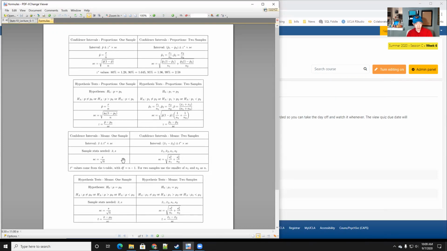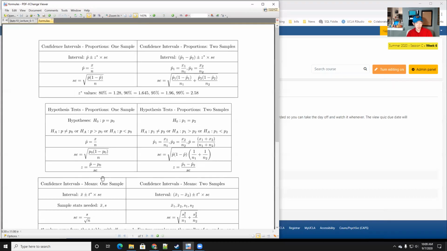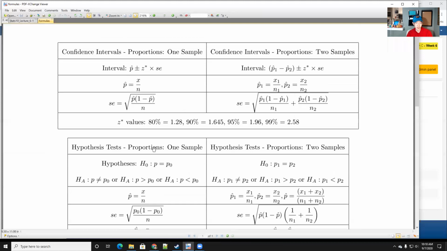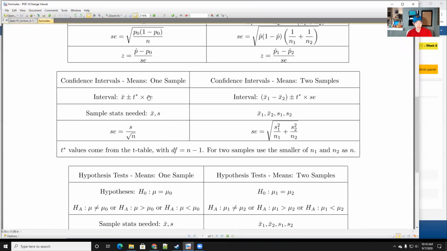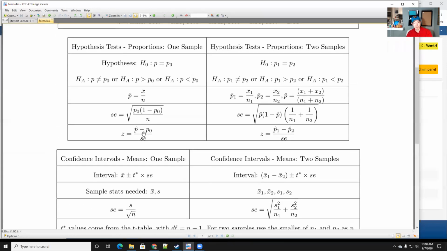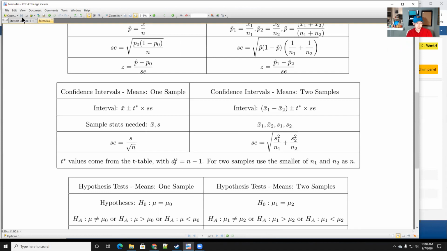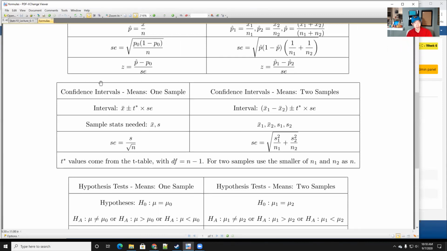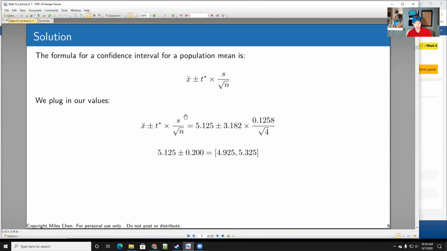But anyway, when we are doing confidence intervals, means, one sample, the interval is X bar plus or minus T times the standard error, and the standard error is S divided by the square root of n. I'll post this up. I think this is a helpful summary sheet. So this is what we have right here. The interval is this, and we just plug in the numbers that we have.